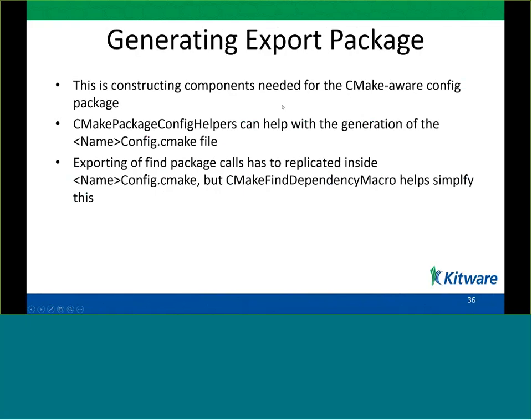Generating the export package. This is constructing components needed for a CMake-aware config package. CMakePackageConfigHelper can help with the generation of your name-config.cmake file. Exporting of find_package calls has to be replicated inside the name-config, but the CMake find_dependency macro helps simplify that. So we've got tools there to help you export your libraries so that other people can use your libraries if you're building with CMake.